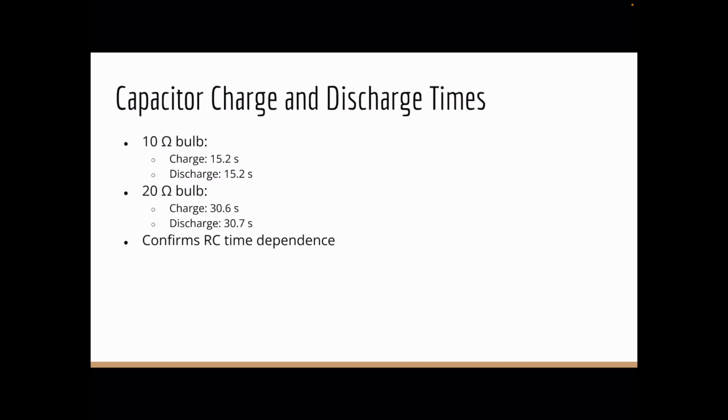In the second part of the lab, we observed how a 20 millifarad capacitor charges and discharges through two different bulbs. Using a 10 ohm bulb, the charge time and discharge time were both 15.2 seconds. When using a 20 ohm bulb, both times increased to about 30.6 and 30.7 seconds. This confirmed that the charging time depends on the product of resistance and capacitance, the RC time constant.